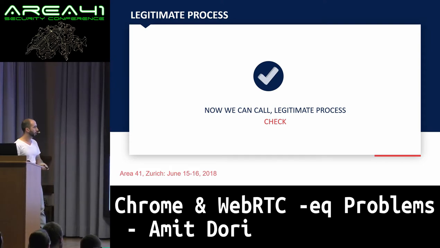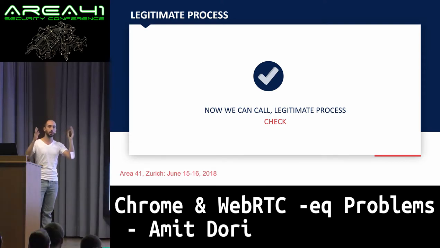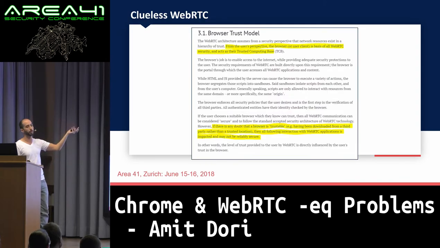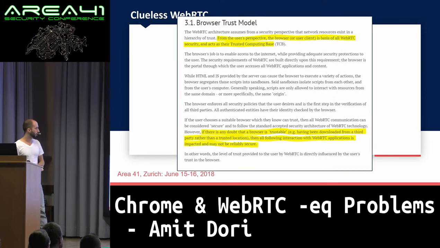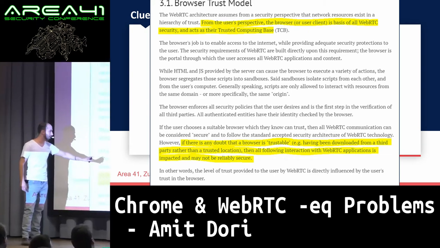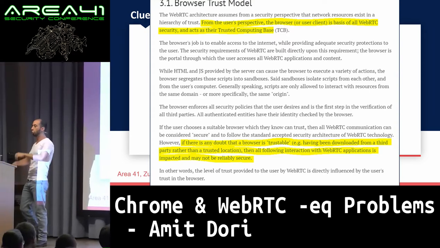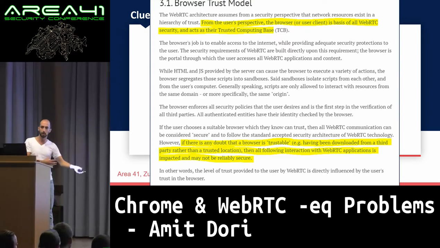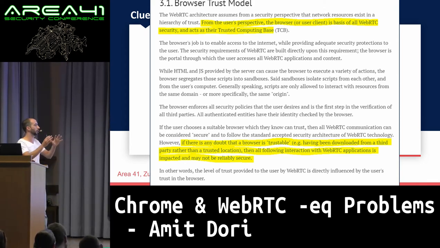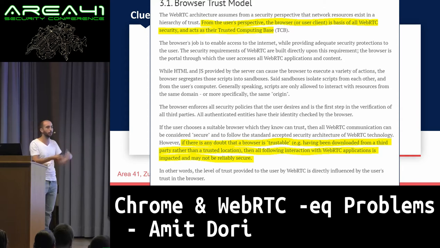So far, we've got a legitimate browser and we've got our legitimate unidentified traffic. And just to show you the connection between these two, this is from the WebRTC security documentation. It's talking about the browser trust model. It specifically says that if the browser cannot be trusted, then all of the security assumptions made by the WebRTC protocol could be dumped, because it bases all its security assumptions on the browser. If something happened to the browser, then this protocol's security is worthless.